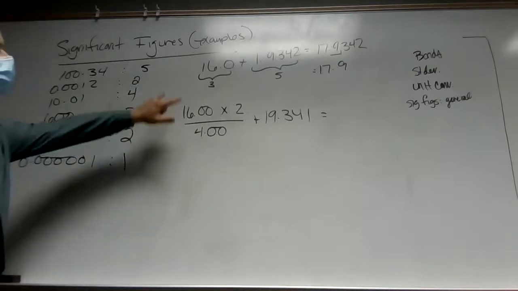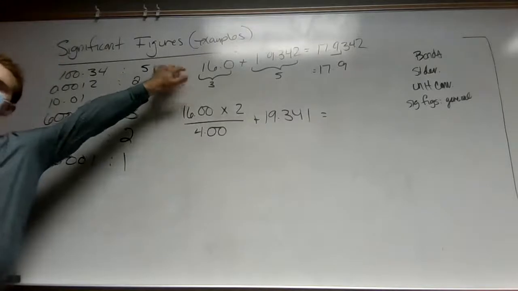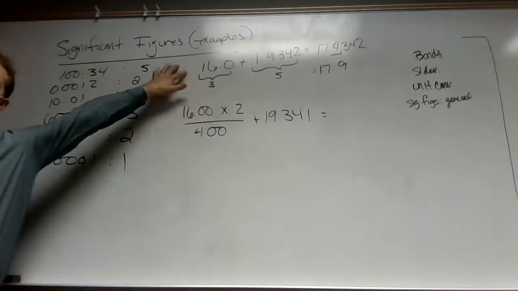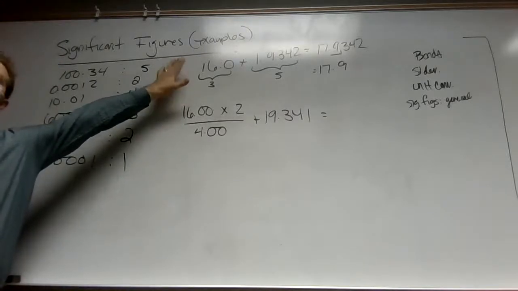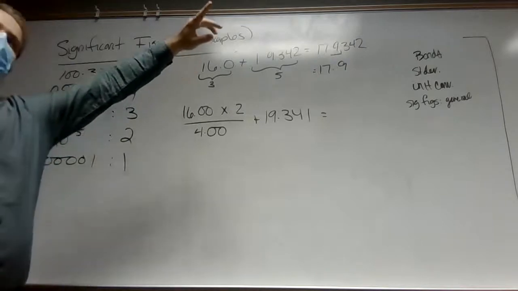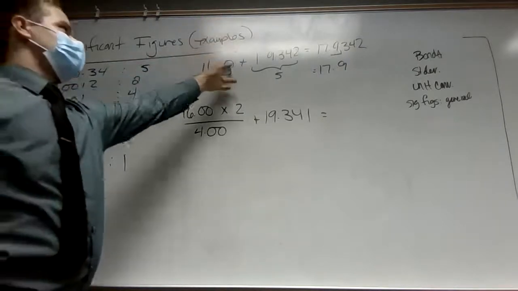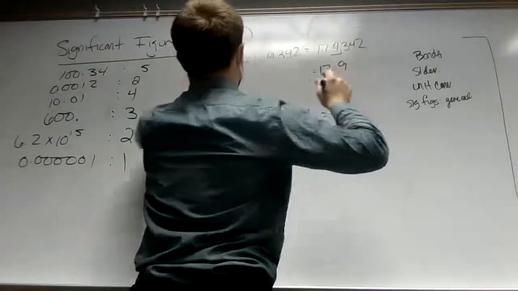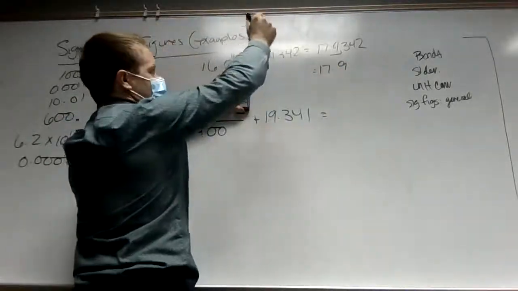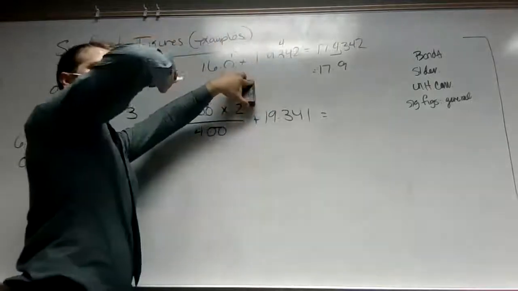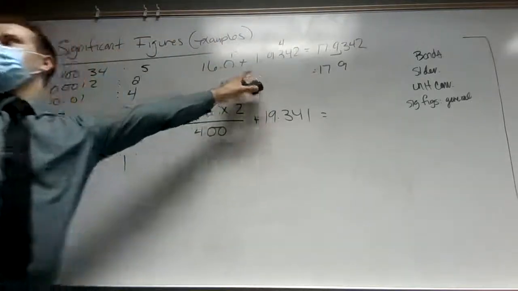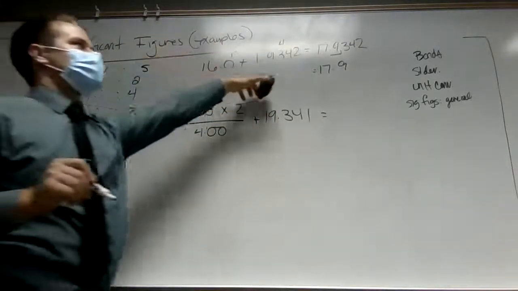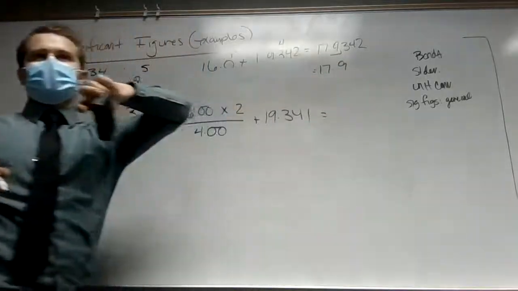Back up a bit. So here's your addition and subtraction. How do we determine sig figs for addition and subtraction? Right. How many decimals do you have? So in this case, we have 1 decimal. Here we have 1 decimal, and here we have 4 decimals. So we're going to report our answer to the lowest number of decimals, which in this case is 1, so you still have 17.9.